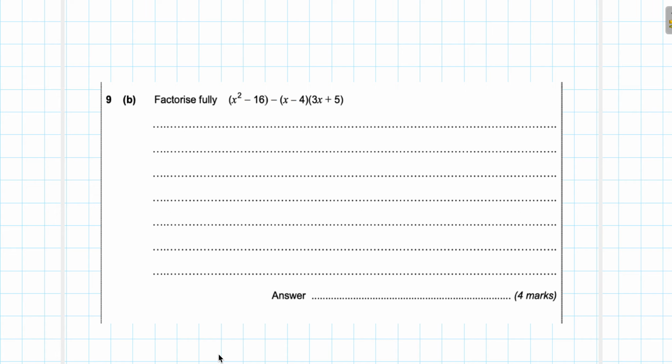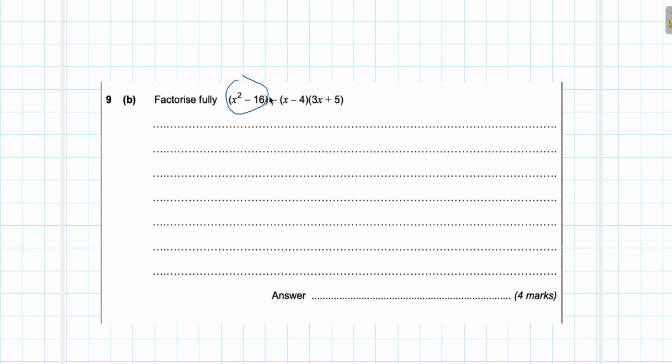For part B, factorize fully x squared minus 16 minus x minus 4 times 3x plus 5. From here, if we want to factorize it fully, first of all, let's expand this out. If we're trying to factorise, we've got x squared minus 16. So let's expand this out so it's got the factors here.